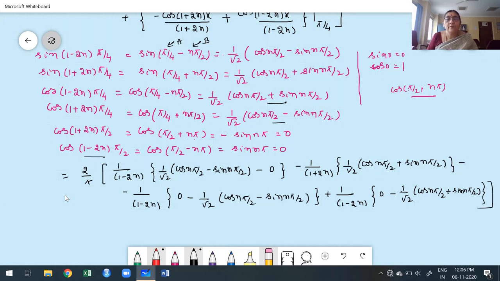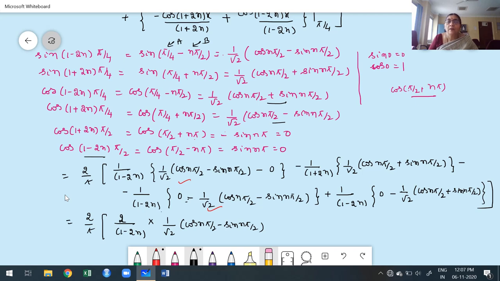Simplify further. Now, 2 by pi. I collect the terms having 1 by 1 minus 2n. 1 by 1 minus 2n into 1 by root 2 into cos of n pi by 2, like that. First, observe carefully. You collect the term 1 by 1 minus 2n. And also from these two terms, what is a common factor? Observe, this is minus into minus, plus. Please observe carefully, minus into minus, plus. 1 by 1 minus 2n into 1 by root 2, cos of n pi by 2 minus sin of n pi by 2. Both must be the same. We get 2 times of. To add these two, we are going to add this one and this one. Once you add, what we get? 2 times of. Plus, minus into minus, plus, we get the same term: 1 by root 2 into cos of n pi by 2 minus sine of n pi by 2.